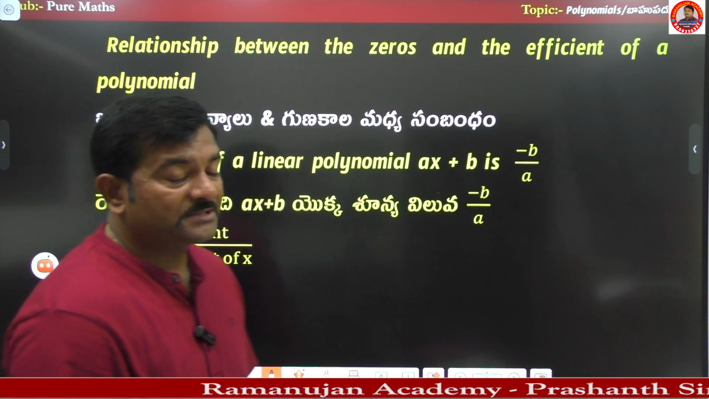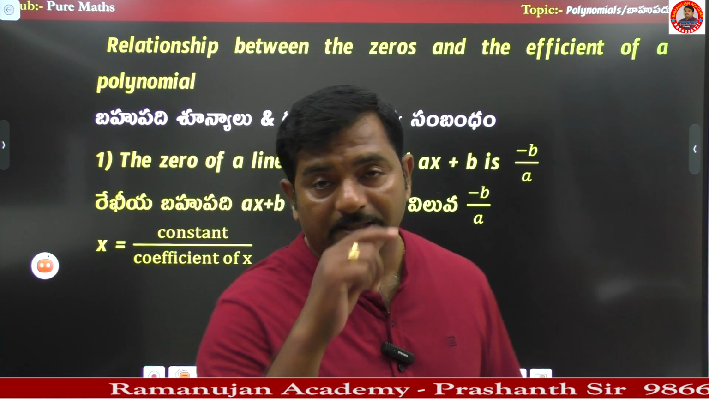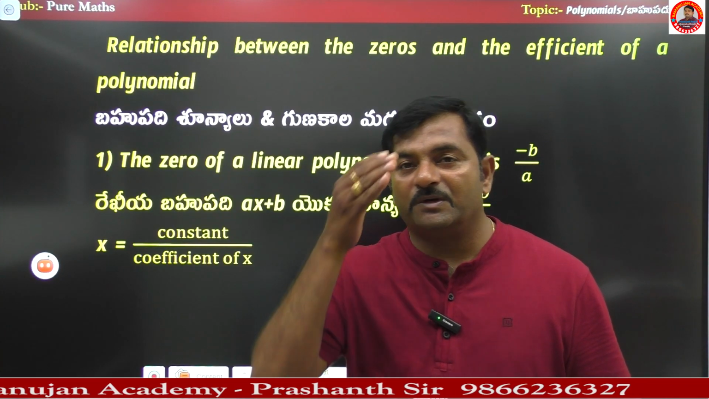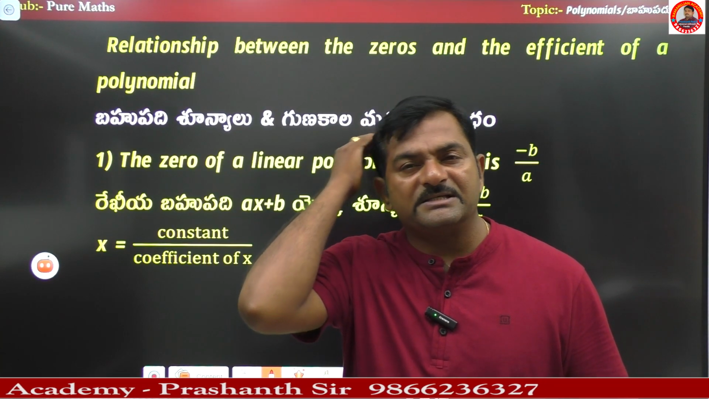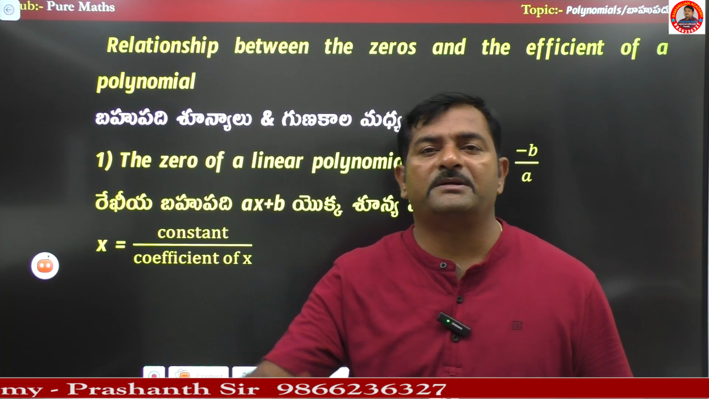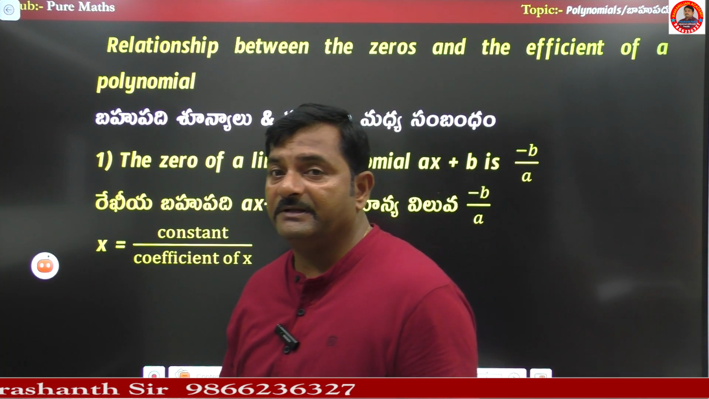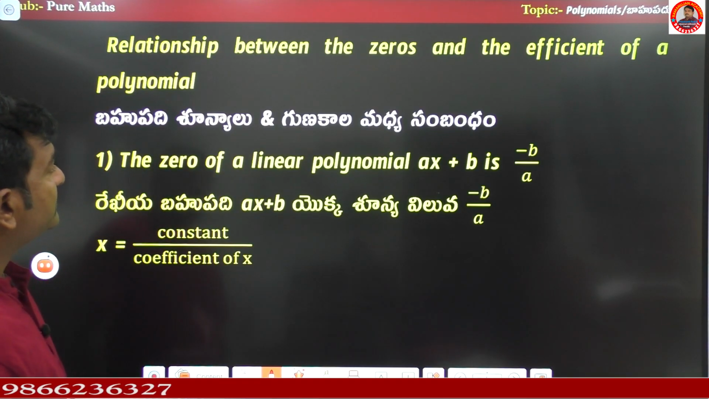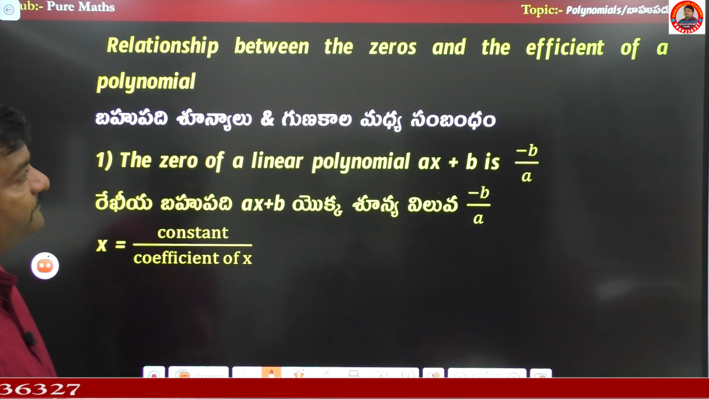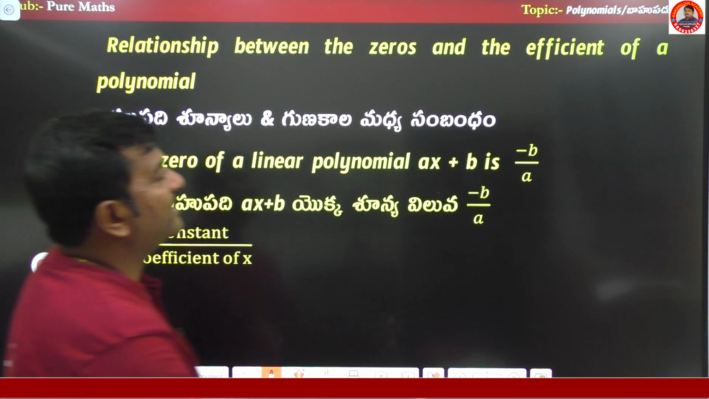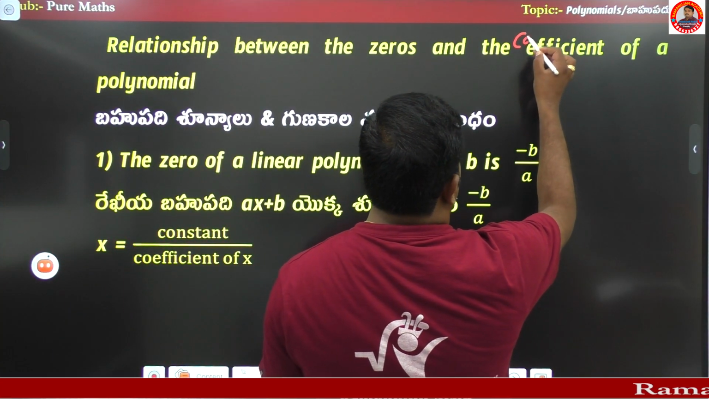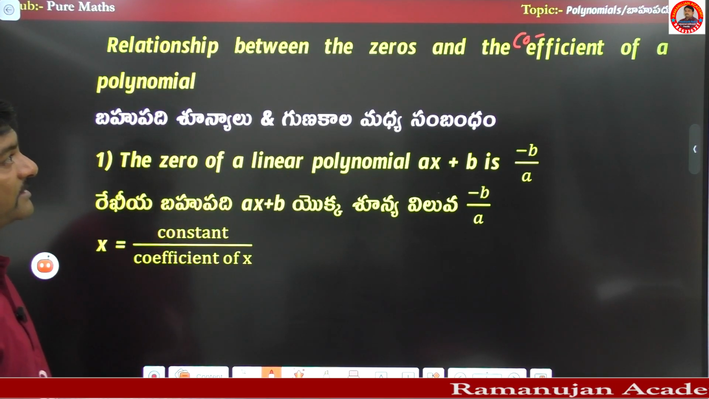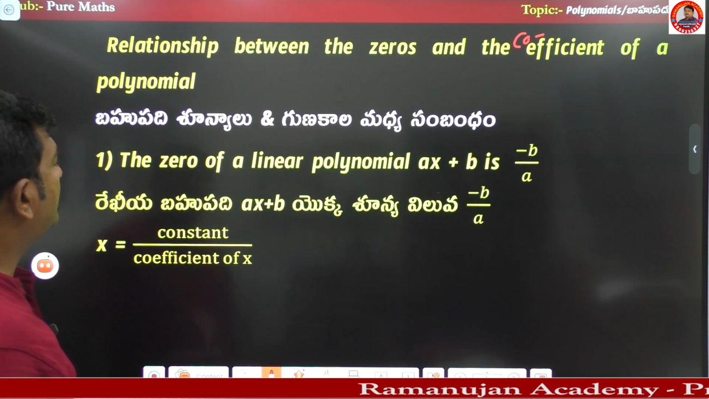Yes, nice concept. I said in the beginning of the introduction video also. So relationship between the coefficients and zeros of the polynomial is the most important concept. Very nice concept, very important. Okay, you just try to understand. Relationship between the zeros and coefficients of a polynomial.